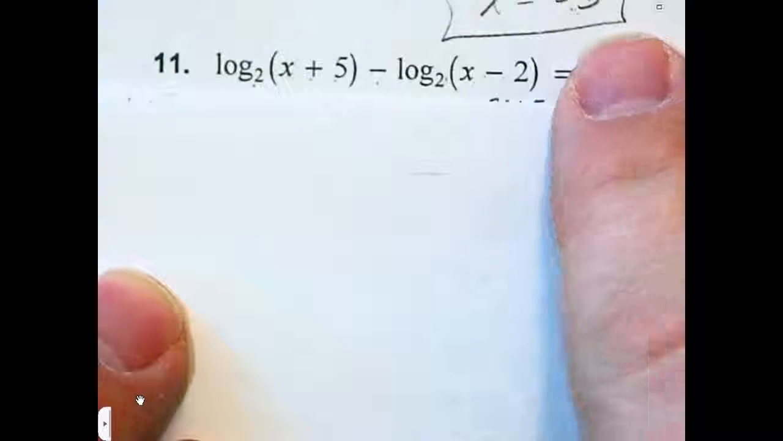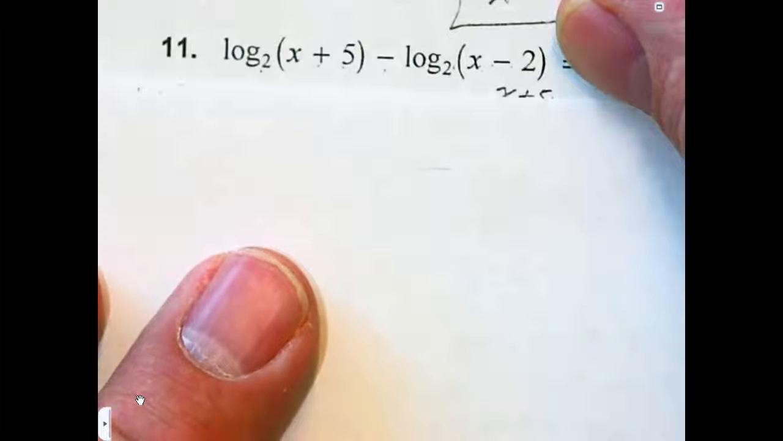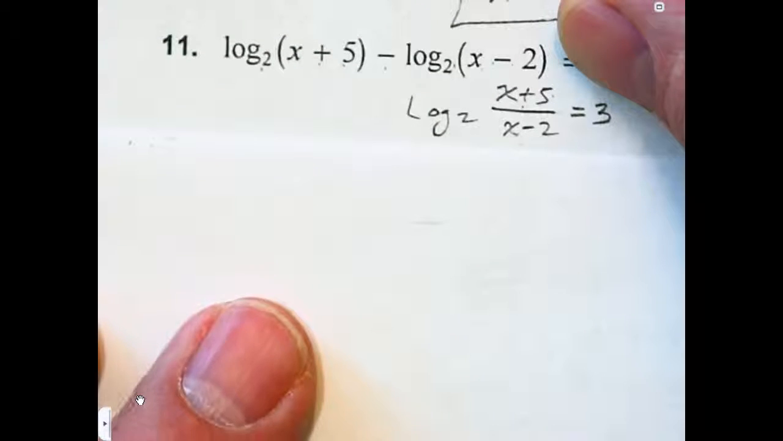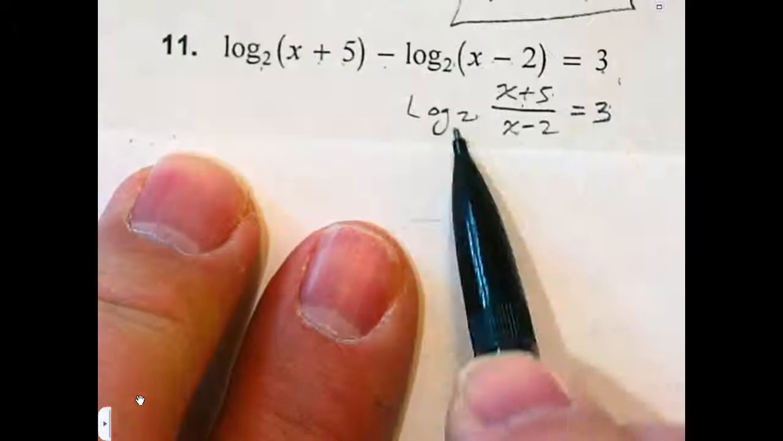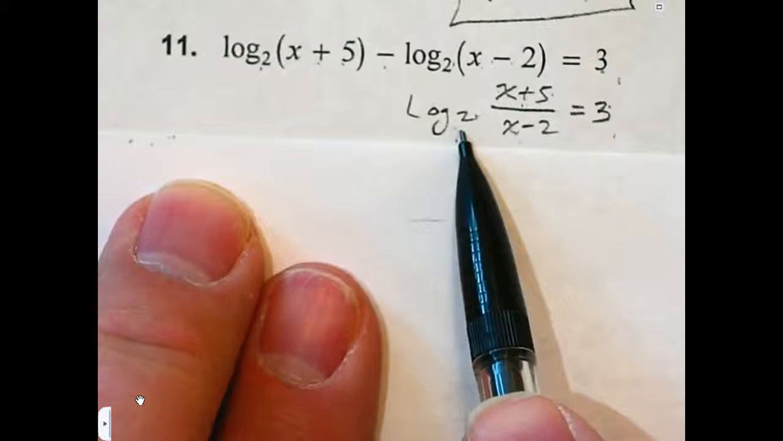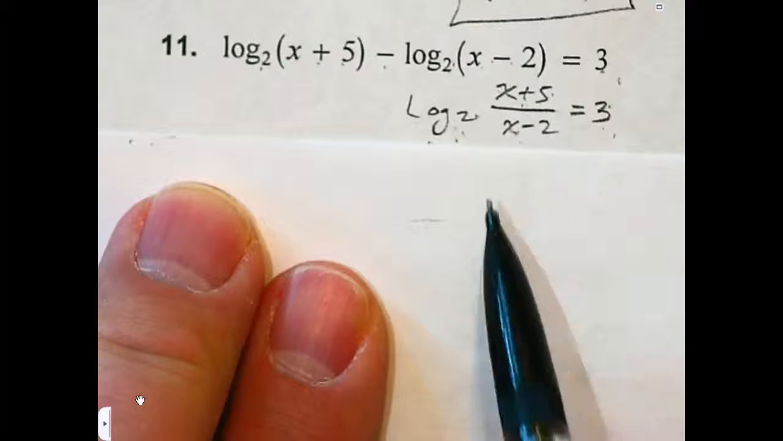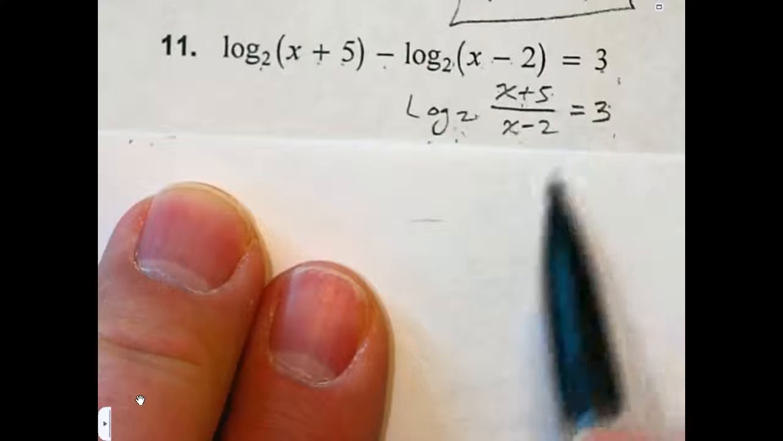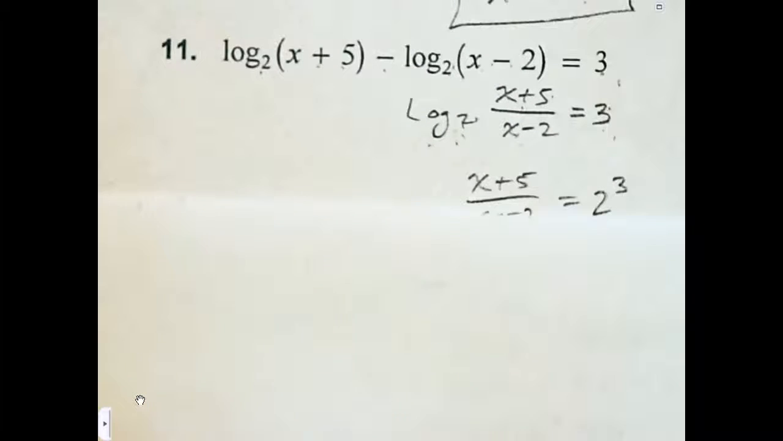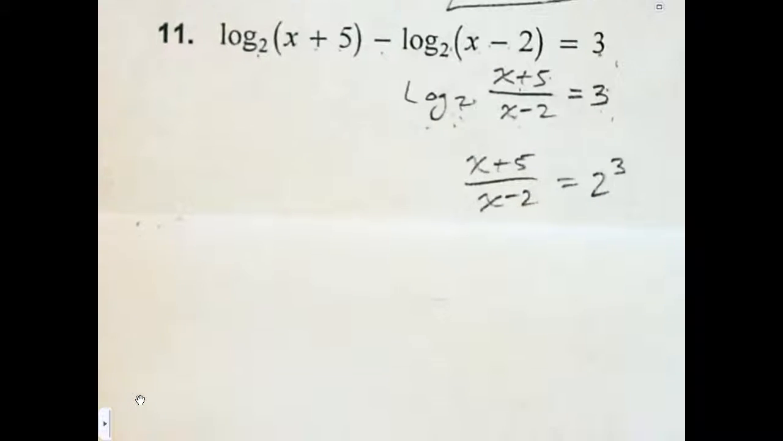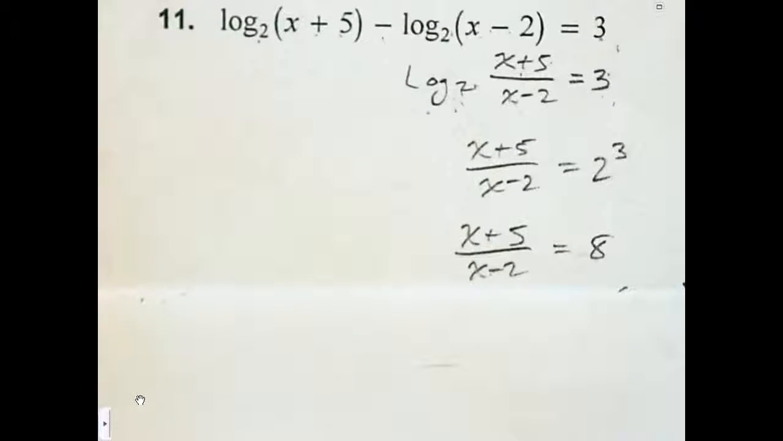Okay, so if we're dealing with the 2 that are the same base, they're on the same side, what property? Good, the quotient property. Okay, divide them. And now you get down to 2 things. This thing equals that. Same base? Nope. If it's not the same base, then you have to write it in the other form. That would be 2 to the 3rd equals x plus 5 over x minus 2. And 2 to the 3rd is 8.